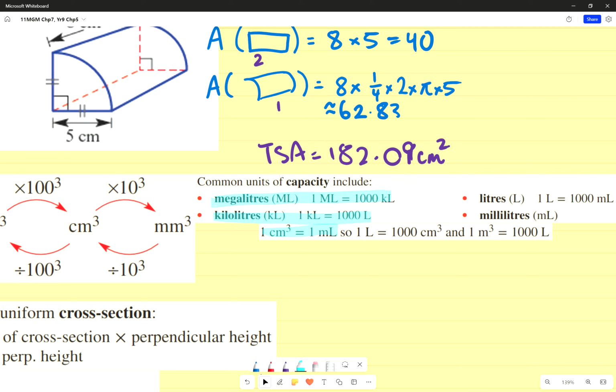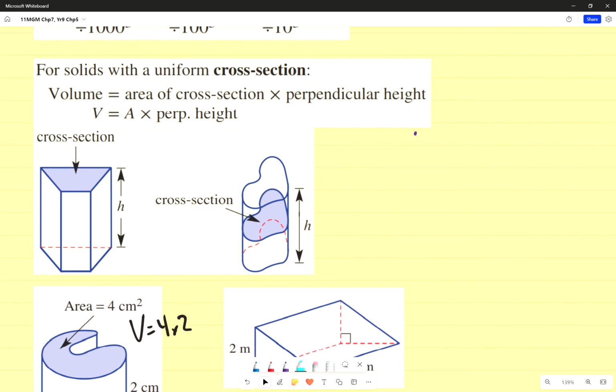Let's look at today's application question. You do not need to write this down, but I'll get you to write just this section down. Just that one there. The volume equals the area times the perpendicular height. Sounds very complex. I'll explain what that means right now. A reminder that volume is the space a three-dimensional shape can hold. It is now a third-dimensional measurement, so we use meters cubed, centimeters cubed, etc.